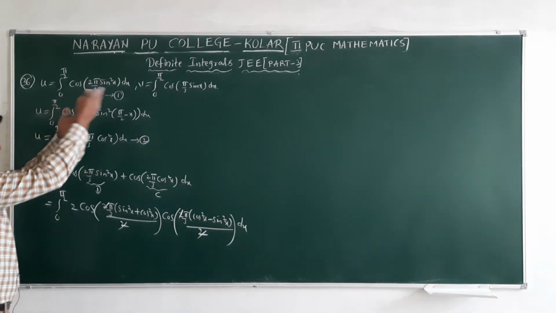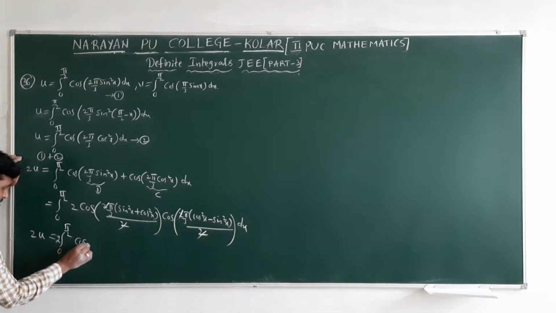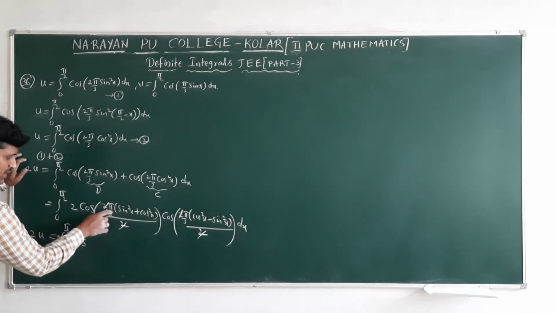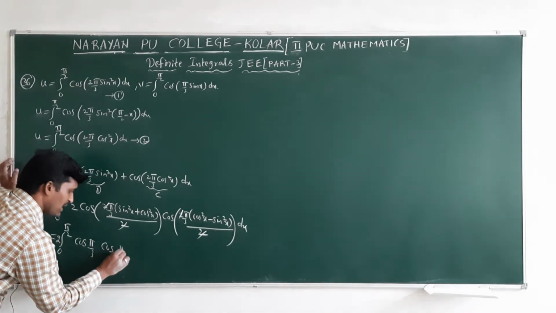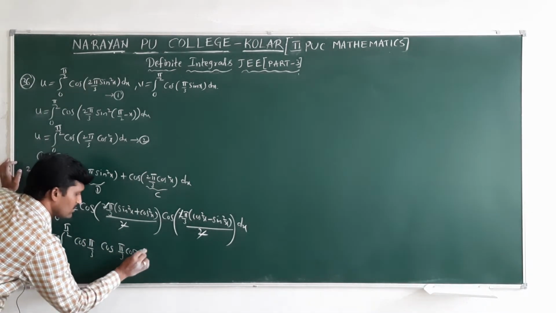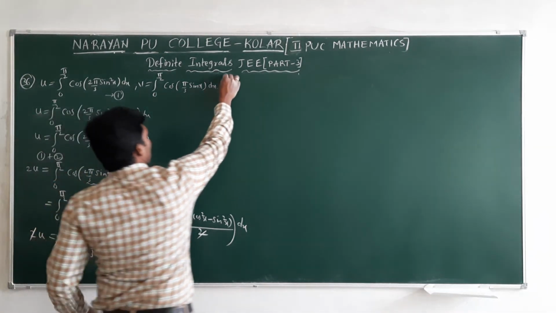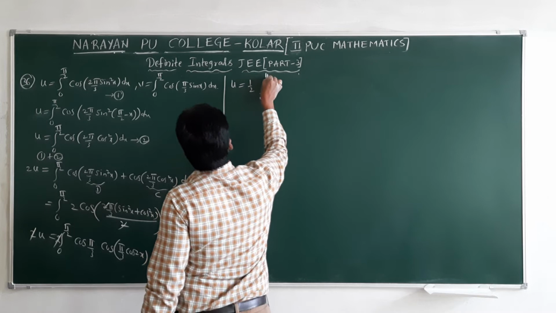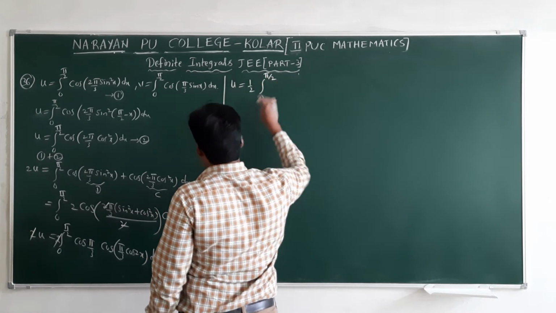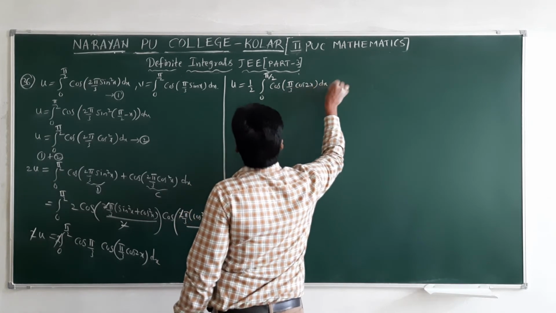To convert this in terms of v: integral 0 to π/2, 2u is there, take 2 common. Sin² plus cos² is 1, so 1 into π/3, into cos of what remains, π/3 into cos 2x, into dx. Here 2 cancels. Again cos π/3 value is cos 60°, which is 1/2. So u equals 1/2 into integral 0 to π/2 of cos(π/3 cos 2x) dx.